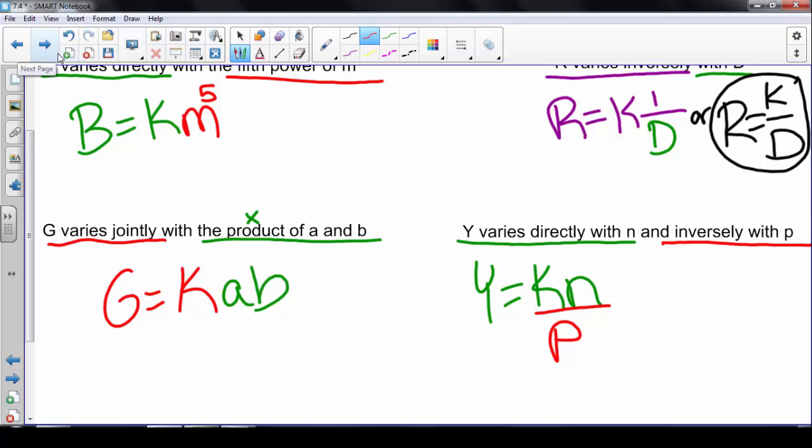So with these, it helps just to go step by step. Just start writing your equation and decide the multiplication versus division as you get there. And it's always going to be whatever comes first. Something varies directly with, that's going to go by itself on the first side of the equation.